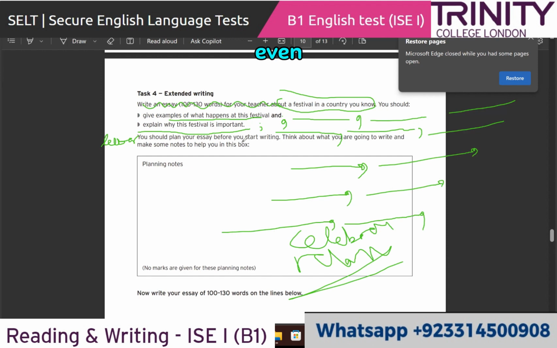Any confusion? Even if it's a letter, it's a review, it is an article, you do not care. Your concern is explaining these points within 100 to 110 words. That is all. Any confusion?